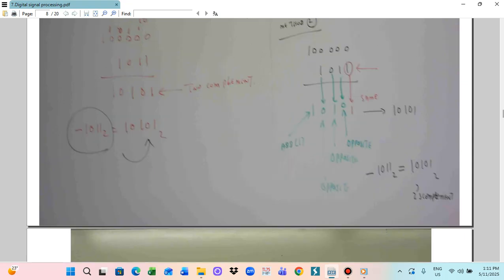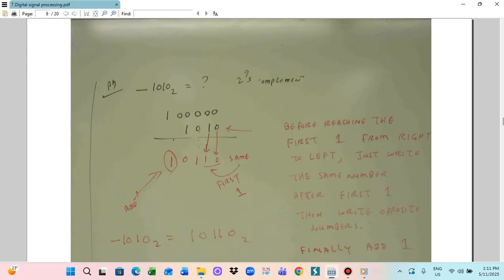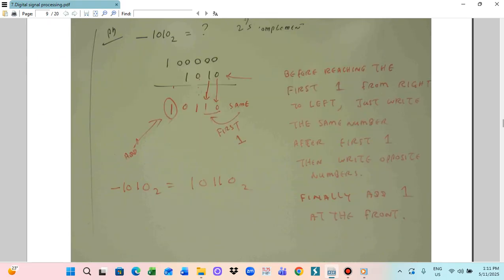The two's complement method is you count from right to left. Before reaching the first 1 from the right to left, just write the same number. After the first 1, then write the opposite number. So right to left, you see the first 1, so just write the same number here. After that the opposite: 1 becomes 0, 0 becomes 1, 1 becomes 0, and finally you add a 1. So there's 1 0 1 0 1.